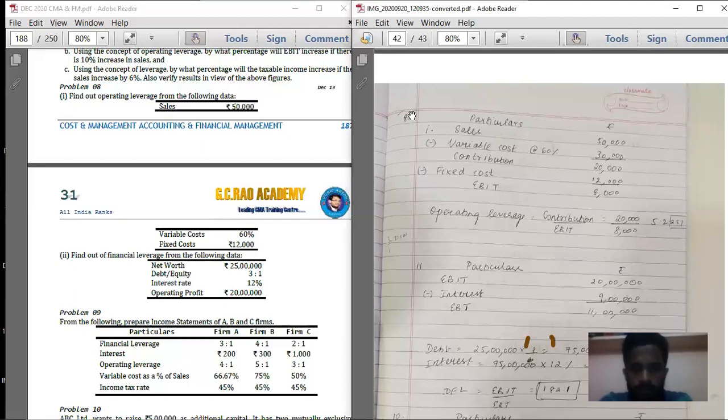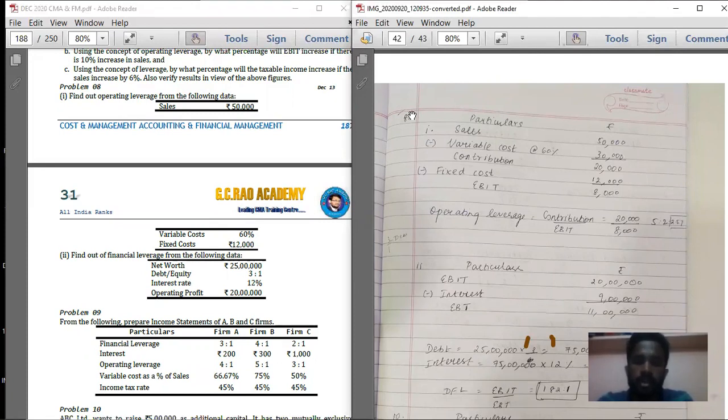Statement number 1. Calculation of degree of operating leverage, DOL. Below that, a two columnar table. First column particulars, second column amount. Below that particulars, row number 1, sales. In respect of amount column, what is the sales? They have given 50,000. In respect of amount column, 50,000.